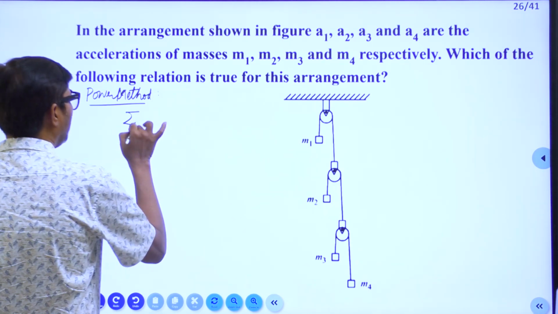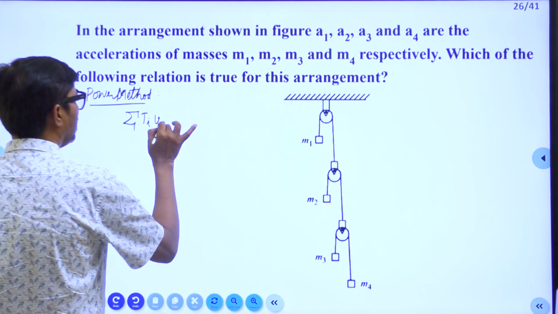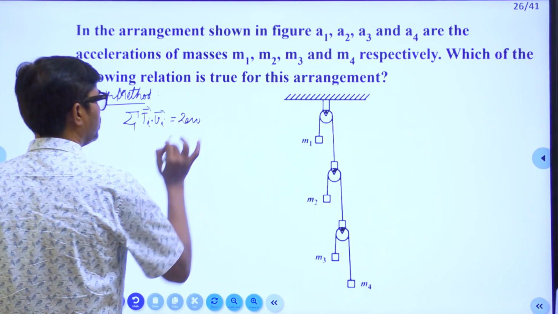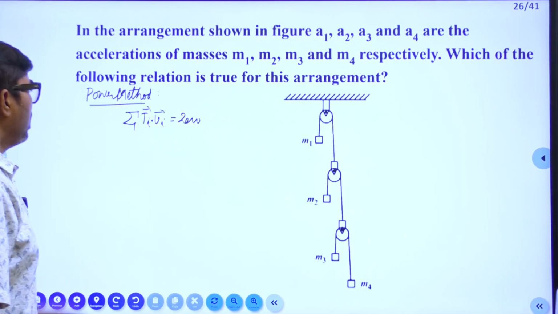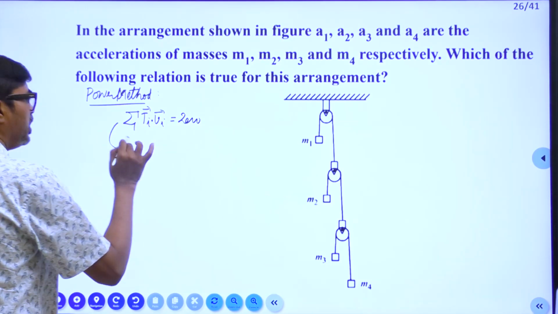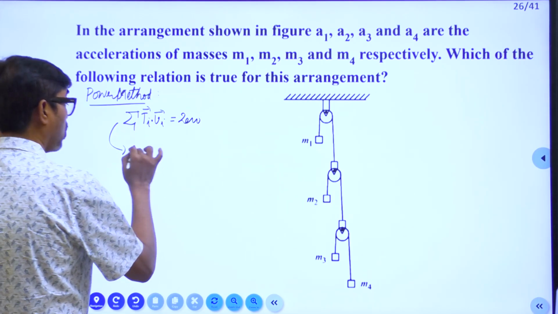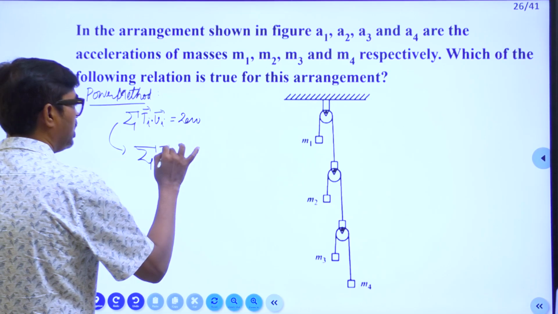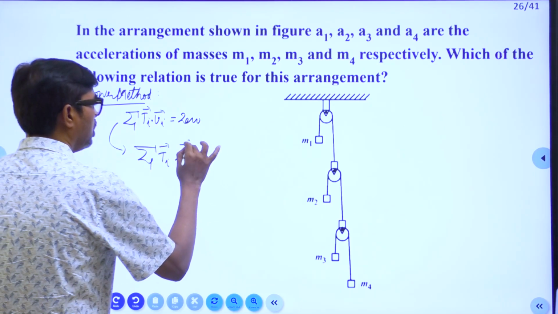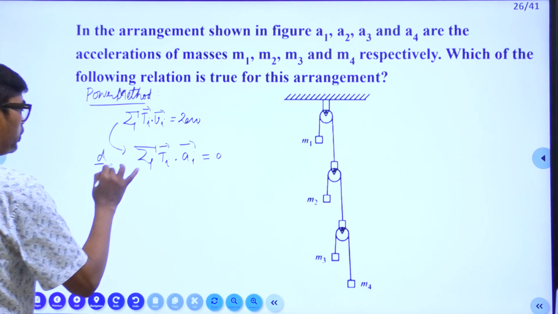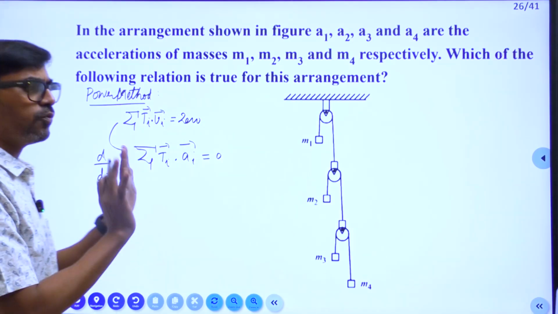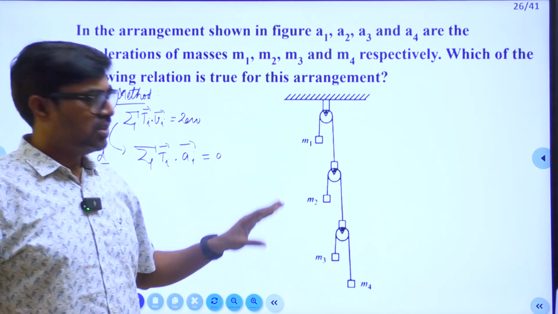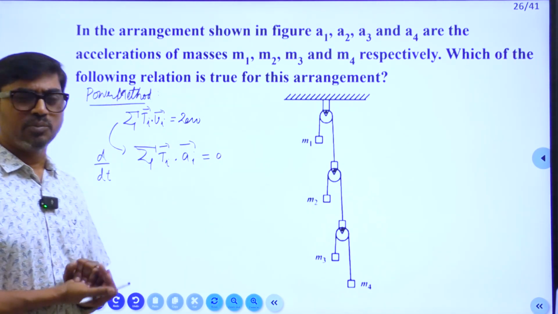So you will get sigma Ti bar dot Vi bar equals 0. This is what I'm going to use. If you want, you can differentiate once. If the tensions are constants, not necessarily equal, it will become sigma Ti bar dot Ai bar equals 0 by differentiating it. So this is the formula I'm going to use. The moment you see the diagram, I didn't even read the question, first I have to use this power method. That's the idea I'm getting.